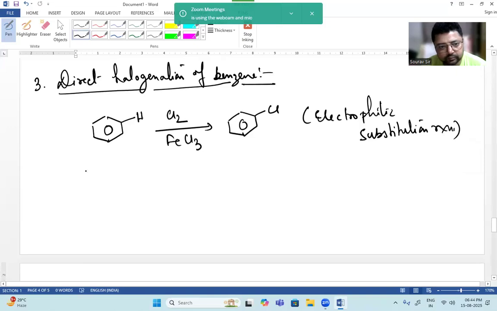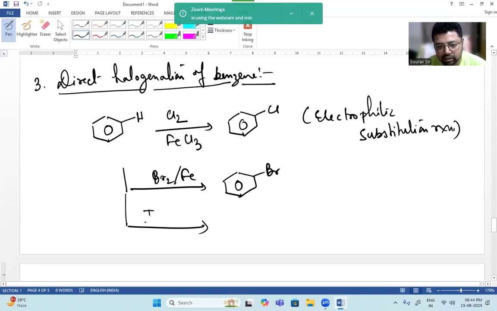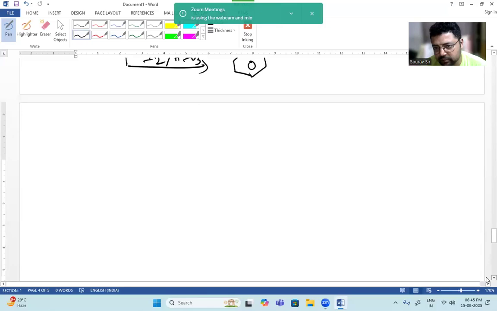Even you have to use Br2 in presence of Fe, only Fe. At first FeBr3 will form, then the reaction will proceed as it is. For iodination, iodine itself can form an electrophile. If you add some acid like HIO3 to it, you will get direct iodination. So these are the few common methods by which you can prepare.